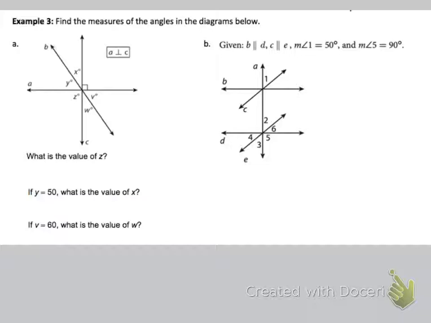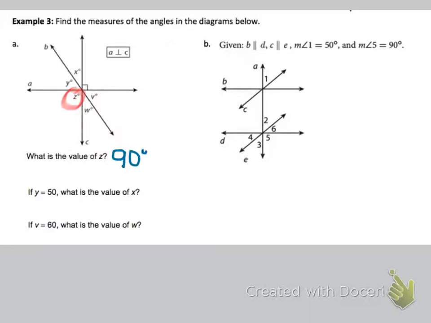Okay? So what is the value of Z? Well, first of all, Z is this whole angle right here, right? And we know for many reasons that in fact that's a 90-degree angle. Number one, because they said line A and line C were perpendicular, so we know that makes 90-degree angles. But the other thing is we've got this vertical angle concept that we talked about, and we have this angle on the other side over here that's also marked as a 90-degree angle. So this one has to be 90.